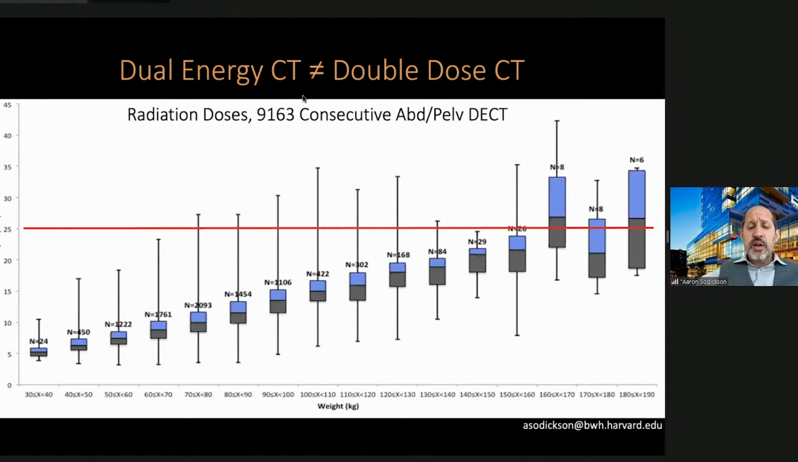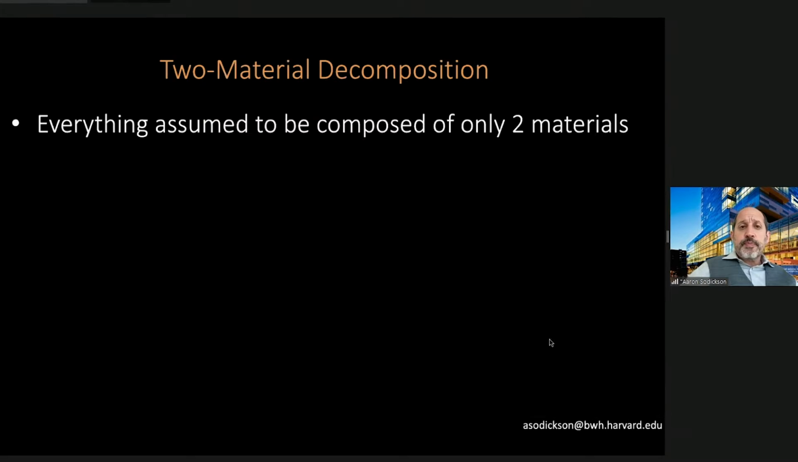And so you can see here from the roughly first 9,000 scans that we did in 2013, this is what we saw for CTDI distributions. The red line is the 25 milligray diagnostic reference level that's used for regulatory purposes. And we were able to do very respectable low dose scanning for all but our very large patients on this scanner. Let's move on to some of the post-processing techniques.